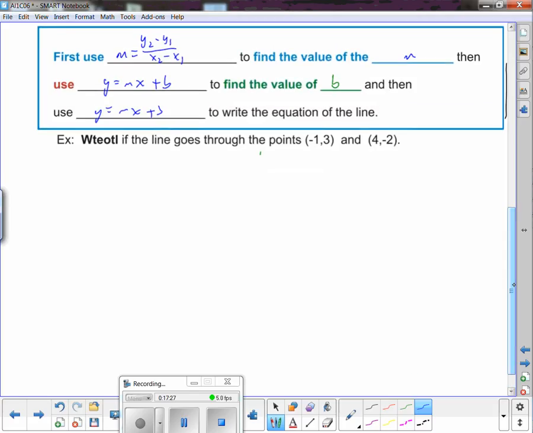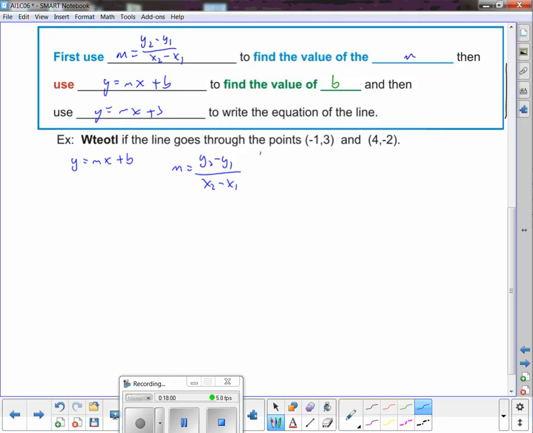Okay, so here's the example. Write the equation of the line if the line goes through the points (-1, 3) and (4, -2). So again, on this one, usually first off I'm thinking y equals mx plus b because it's write the equation of the line, right? That's my first thought. Do you concur? Next is I say, hey, I need to get the slope. So m equals y sub 2 minus y sub 1 over x sub 2 minus x sub 1.